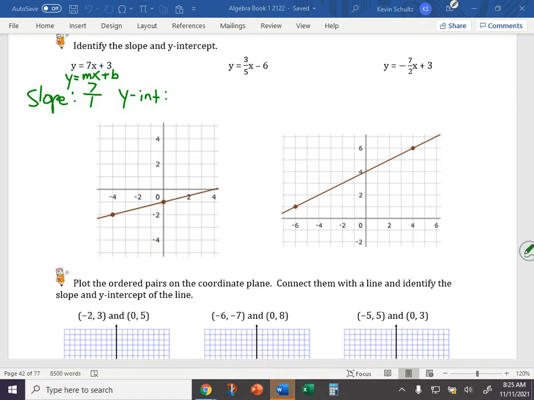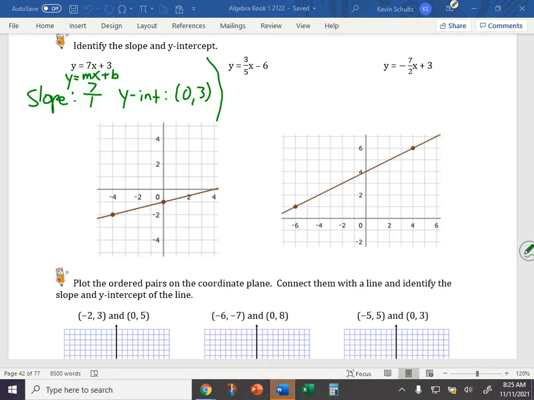Alexis? At the point 0, 3. Okay? Because, of course, any point that's on the y-axis has an x value of 0. Right? So slope of 7 over 1, y-intercept of 0, 3.